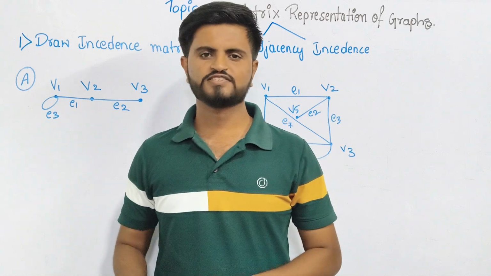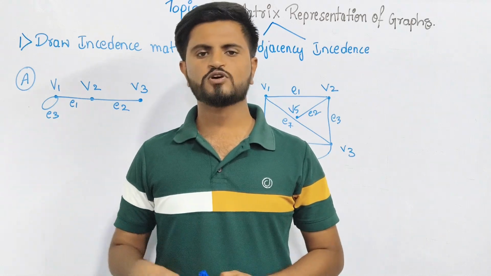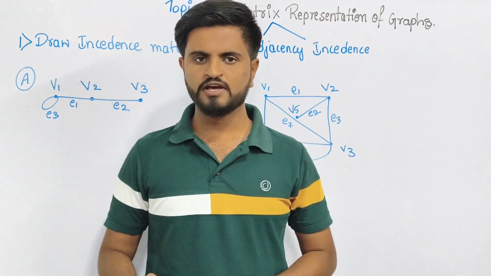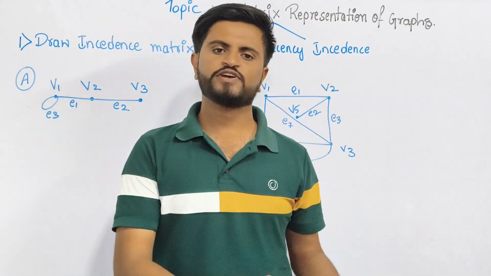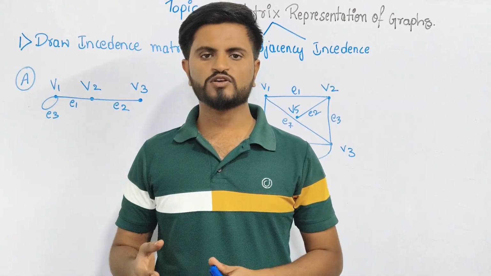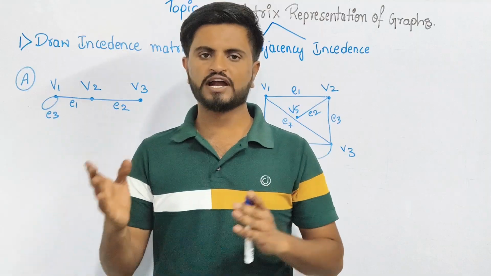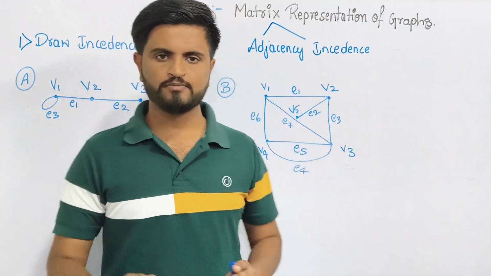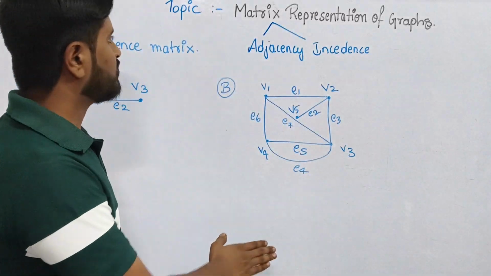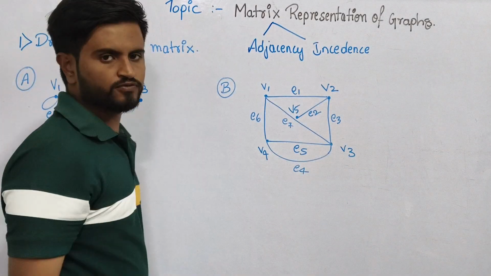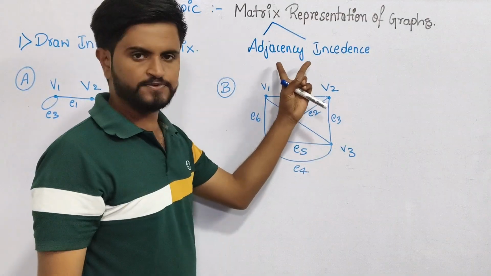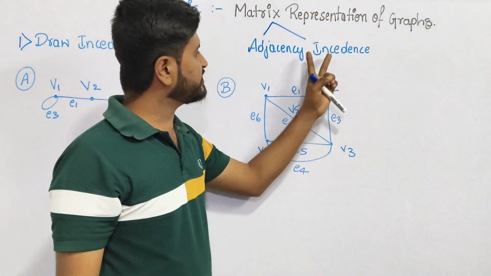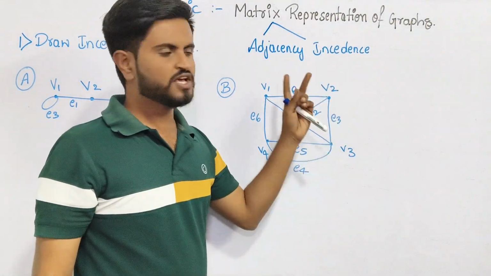Hello everyone, in this video let's discuss how to solve the incidence matrix problem in graph theory. In the previous video we discussed how to convert the given graph into the adjacency matrix and the adjacency matrix into the graph. Let's follow the same here also, because the matrix representation of a graph will be of two types: one is adjacency and another one is incidence.